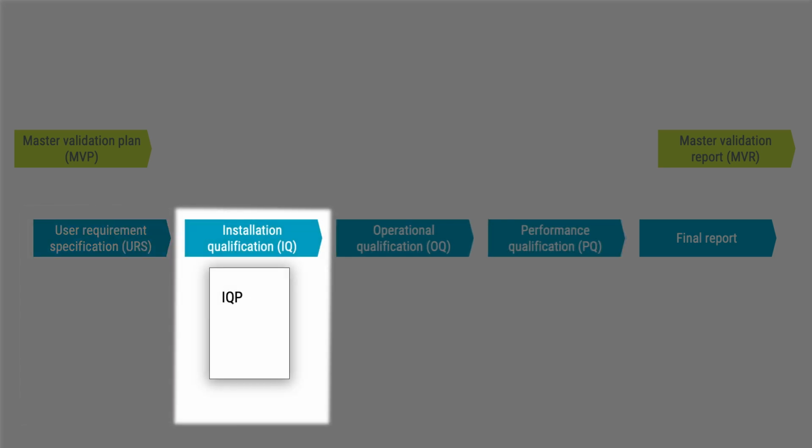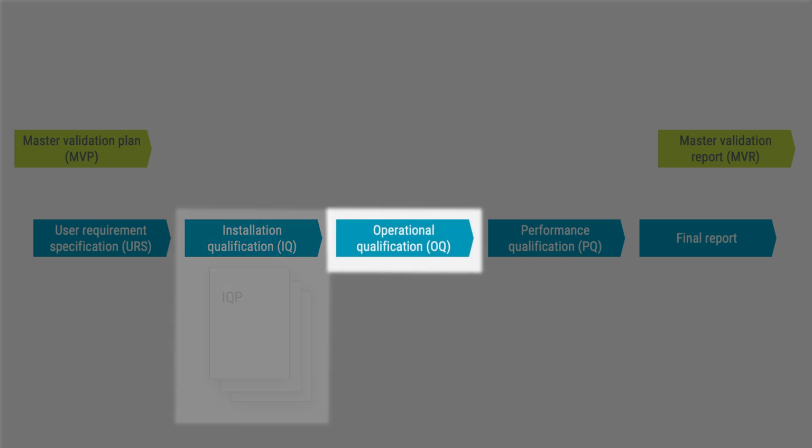You need to decide what needs to be done in the installation qualification, and this is documented in the Installation Qualification Protocol, the IQP. And when completed, the IQP is signed off to ensure that it is complete and correct. If we have several pieces of equipment that need to be installed, we will have one IQP for each of them. Once the equipment is installed correctly, the operational qualification, the OQ, can be performed.